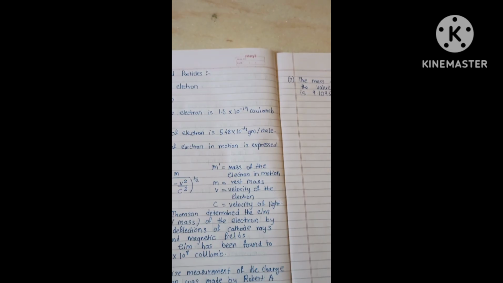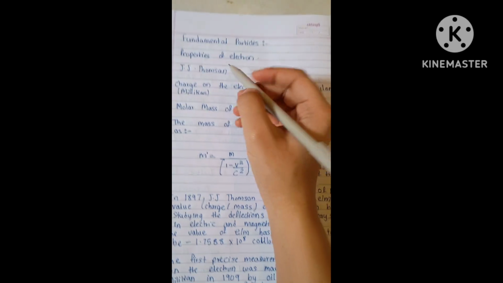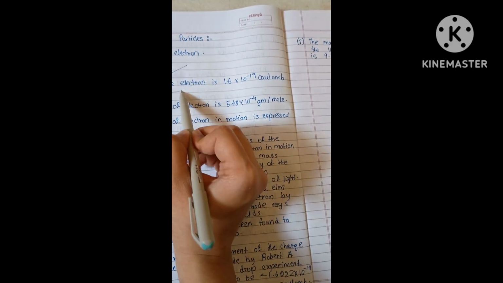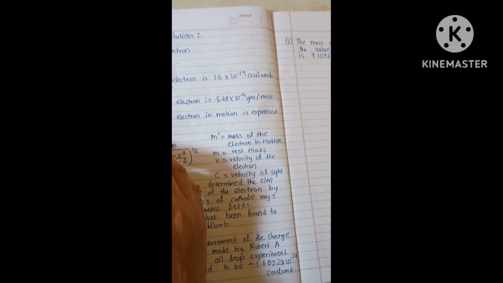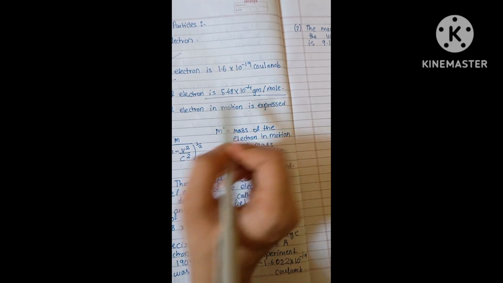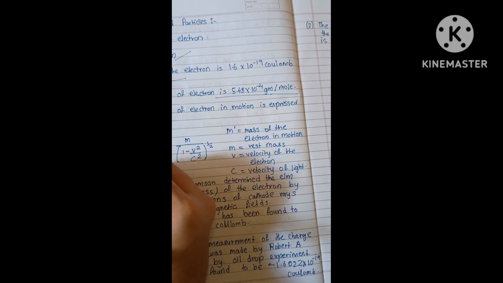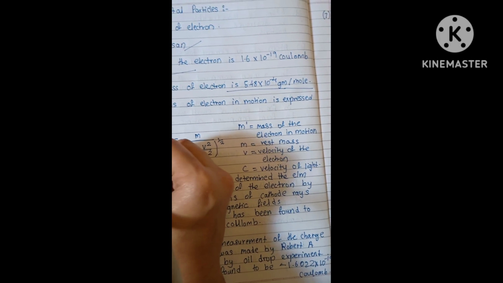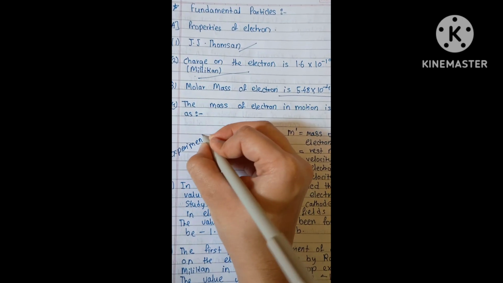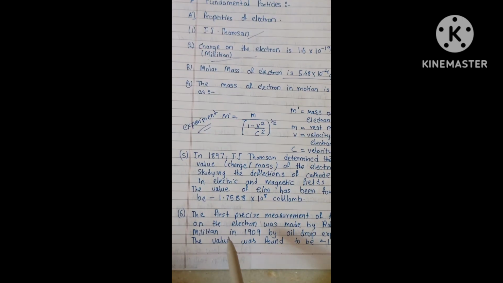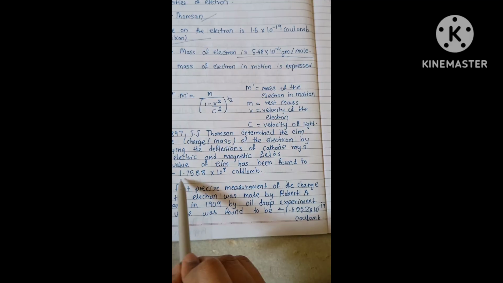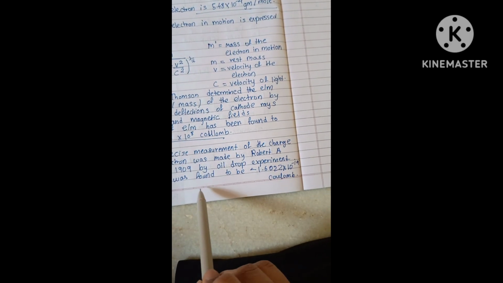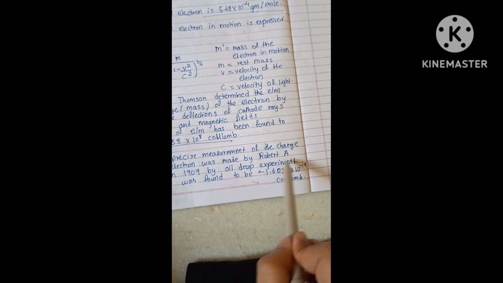I will tell you some points which you have to remember. You have to remember the name of J.J. Thomson, who calculated the e by m of electron, Millikan, the molar mass of electron, and you have to remember this experiment, and some of these points, and that the value was found by Robert A. Millikan.